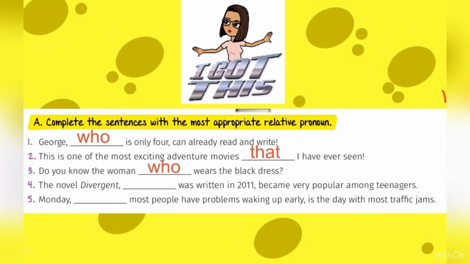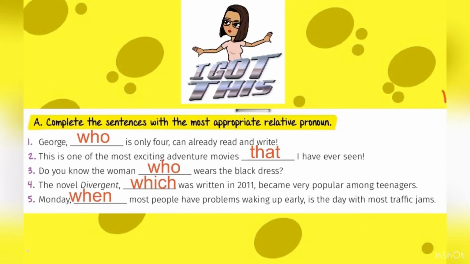The novel Divergent was written in 2011, became very popular among teenagers. Since we're talking about a thing, we can either use that or which. But in this case, we're going to use which. Number 5, Monday. Most people have problems waking up early. Is the day with most traffic jams. So Monday is referring to time. So we're going to use the relative pronoun when.